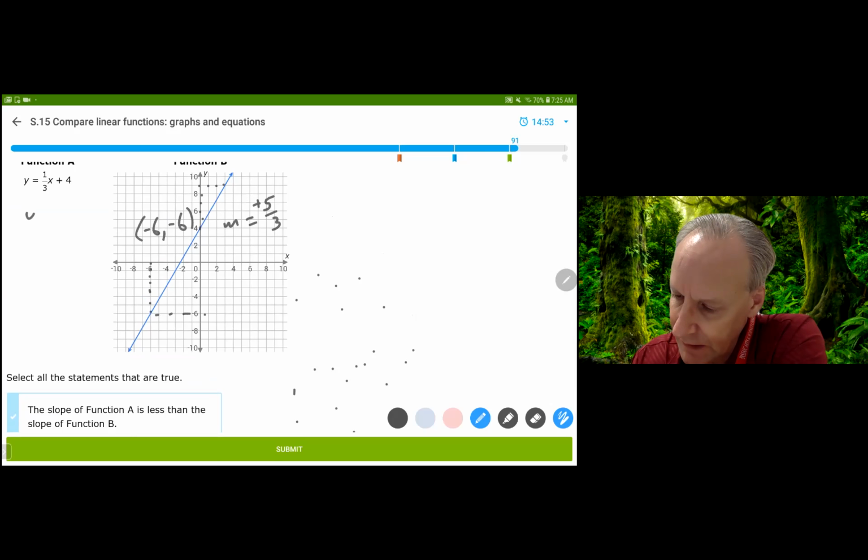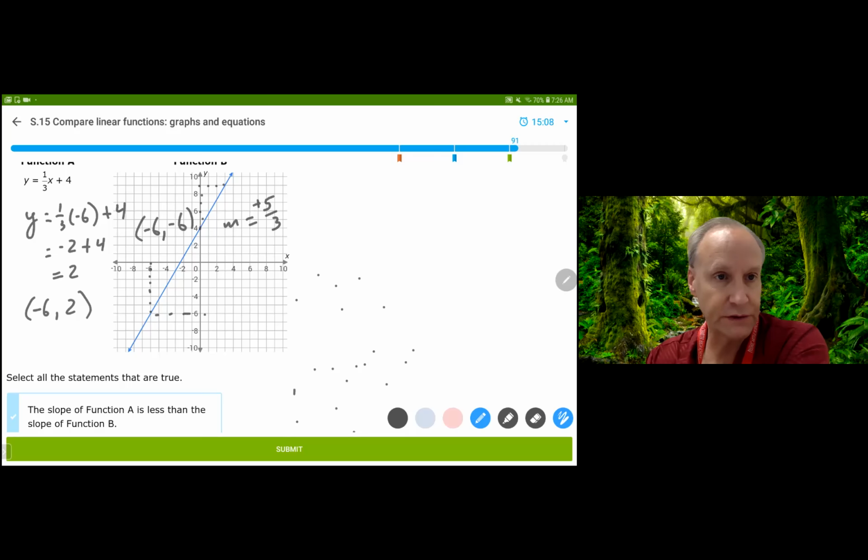And for function a, I'm going to be very careful. 1/3 of -6 plus 4. That's going to be -2 plus 4, which is 2. So this one is -6, 2. So clearly function a is much larger than the -6 value of function b.